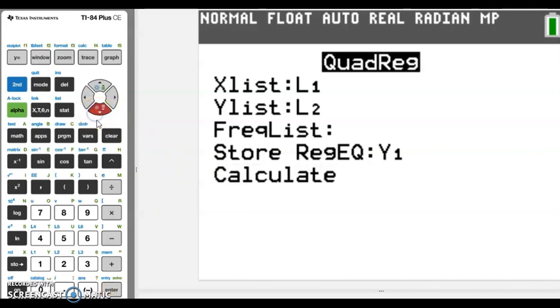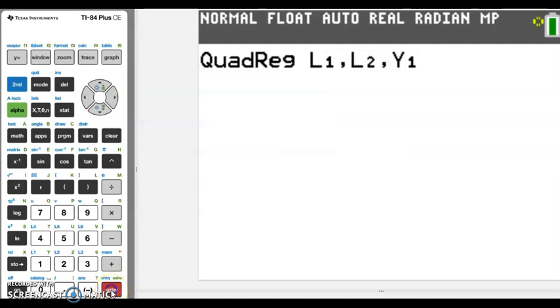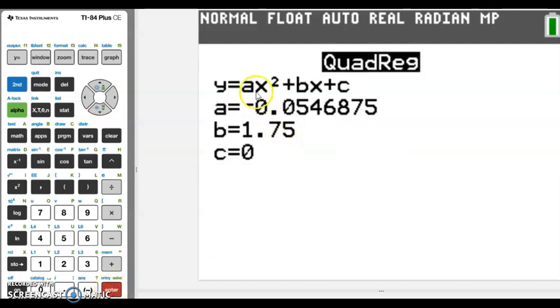That just puts it in the location that you need. So we hit enter, and you'll notice quadratic regression will give you your equation in standard form. Gives you your A value, your B value, and your C value. Your C value was 0, obviously, because your origin was 0, 0, so that was your x and y intercept, the first one. There's your equation, so you would copy that down.